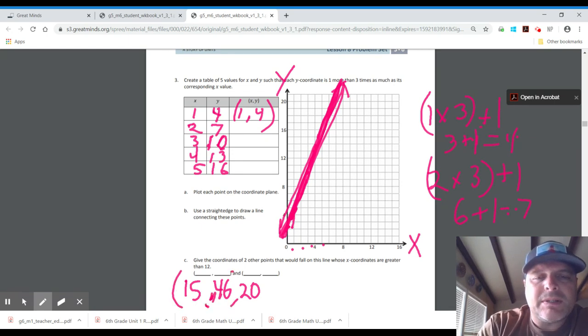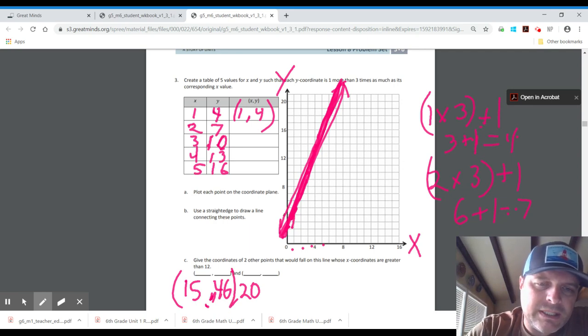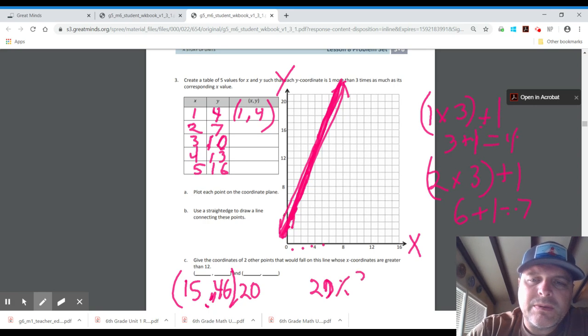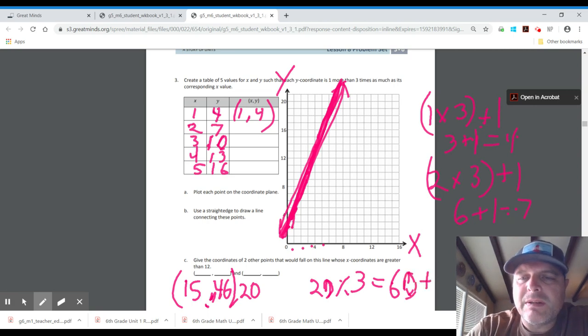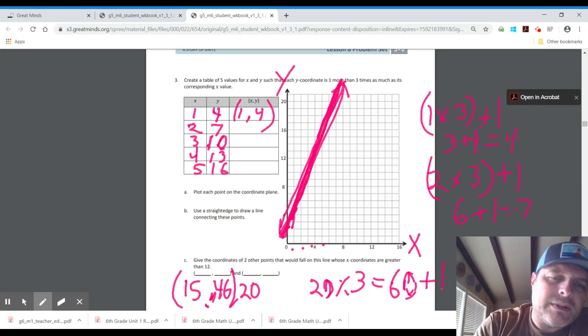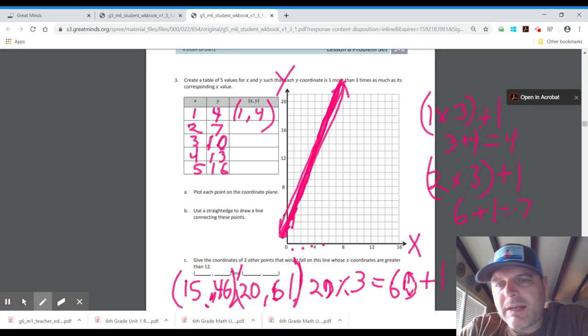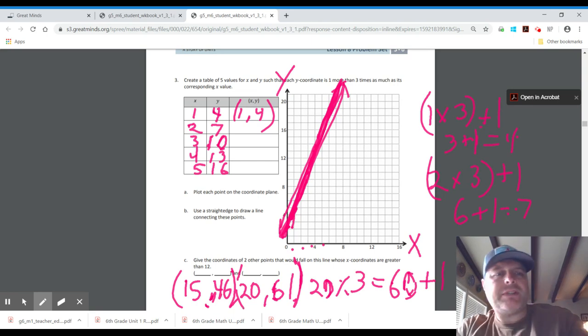That's going to be that one. And then the other one, 20. 20 times 3 is 60. So just like we did above, 20 times 3, which is 60, plus 1. I'm going to add 1 to it, right? Plus 1, 61. So let's do that. 61. Same format as we used earlier. And that point will be on the big giant line up there. Okay. If you have any questions, please ask in the comments.